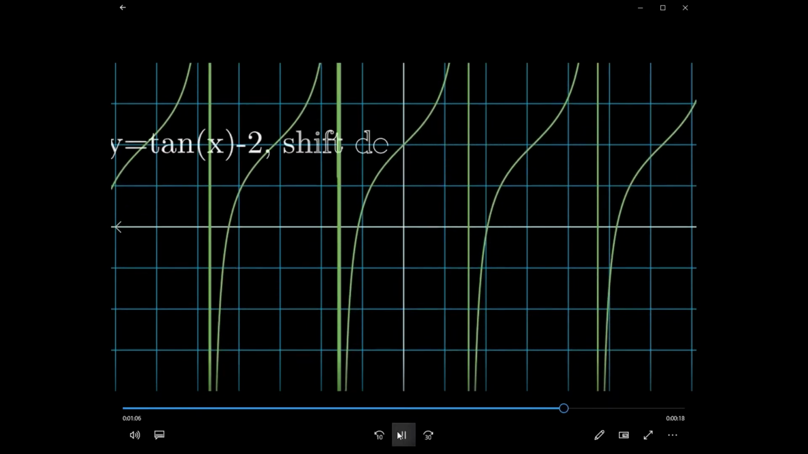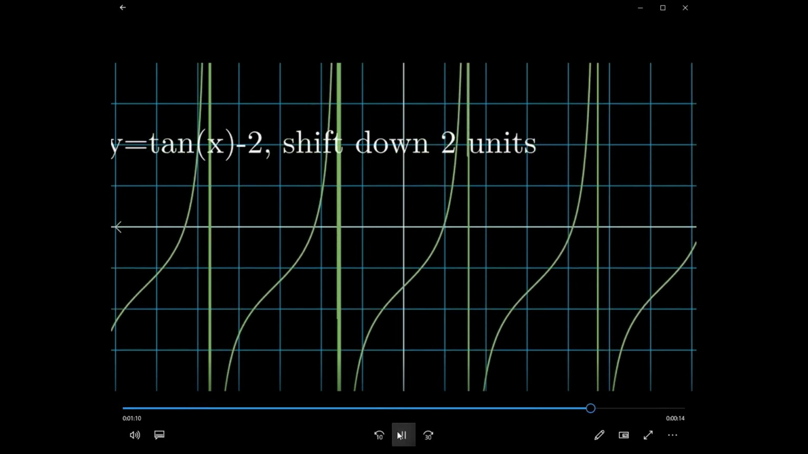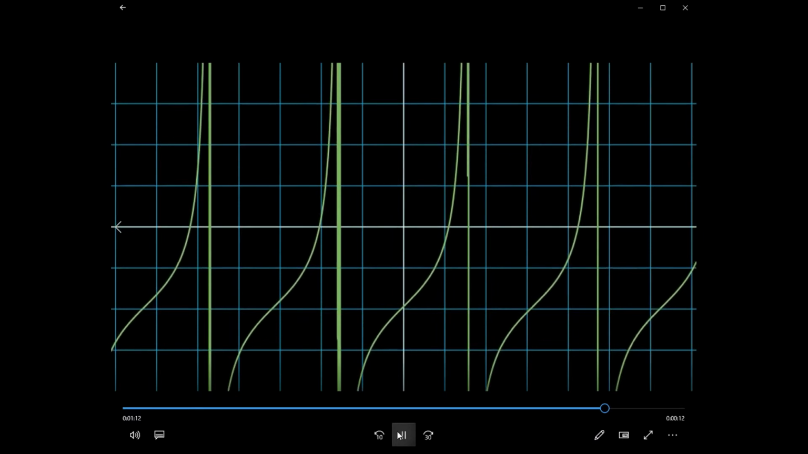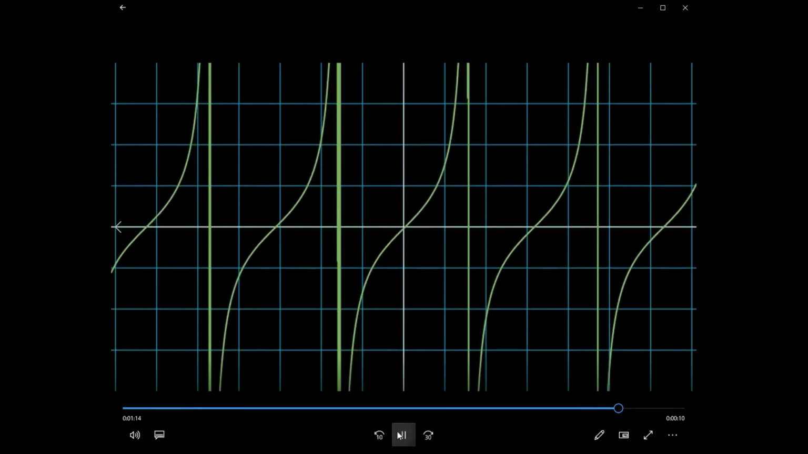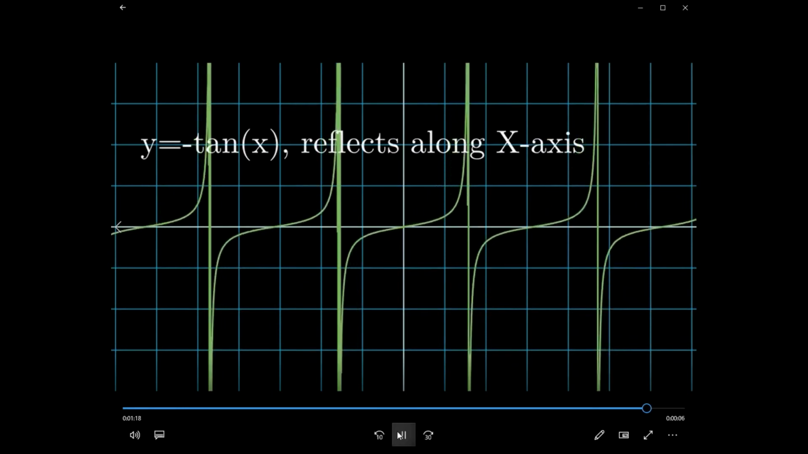And then we have, once again, d is the midline. And if d is plus 2, you go up 2. If d is minus 2, you go down 2. And lastly, if y equals negative tan of x, we reflect along the x-axis.